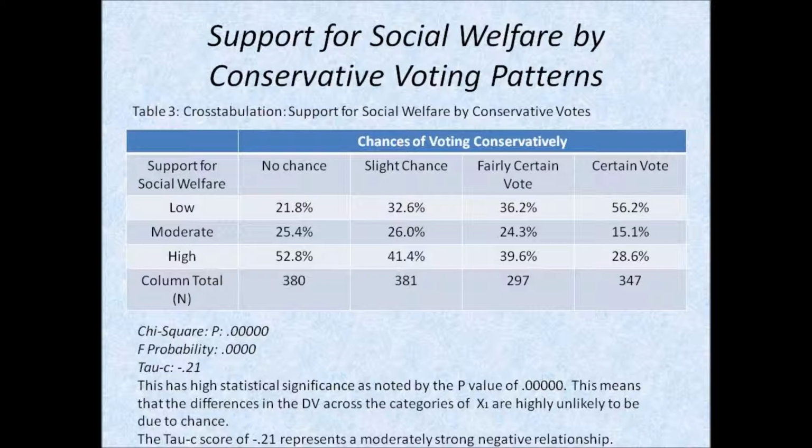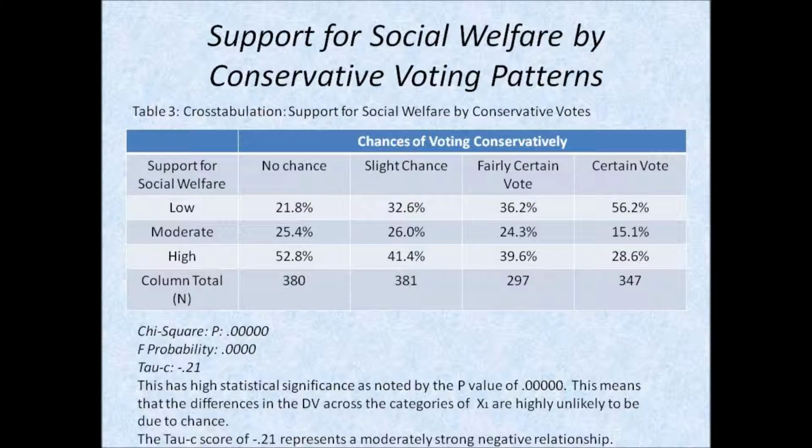Table 3 illustrates a cross-tabulation of support for social welfare by conservative voting patterns. As you can see, both the chi-square and ANOVA test provide very low p-values. With reference to the chi-square value, the p-value indicates that the differences in the dependent variable across the categories of the independent variable are highly unlikely due to chance. Thus, the relationship is statistically significant, meaning that it is representative of the general population.